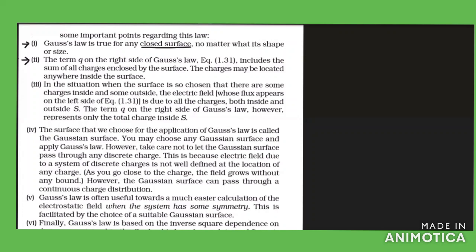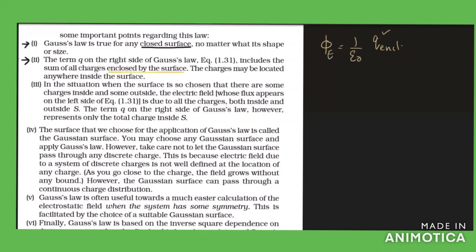The charge may be located anywhere inside the surface. According to Gauss theorem, phi is equal to 1 by epsilon 0 Q enclosed. So the charge Q on the right hand side of this equation includes the sum of all the charges enclosed by the surface. We can consider only those charges which are enclosed by the surface. The charges may be located anywhere inside the surface.